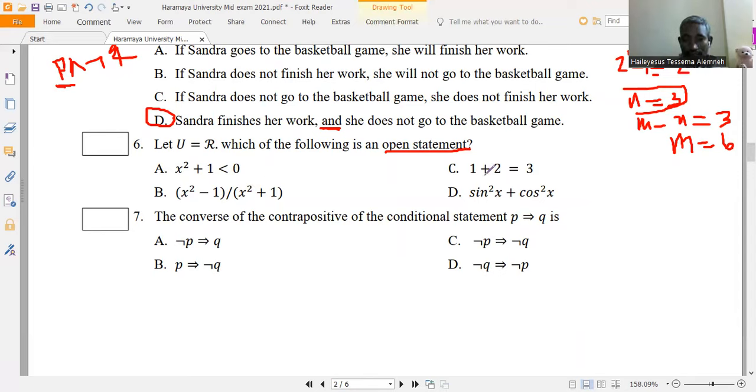1 plus 2 is 3. sine squared x plus cosine squared x. This is an open proposition.